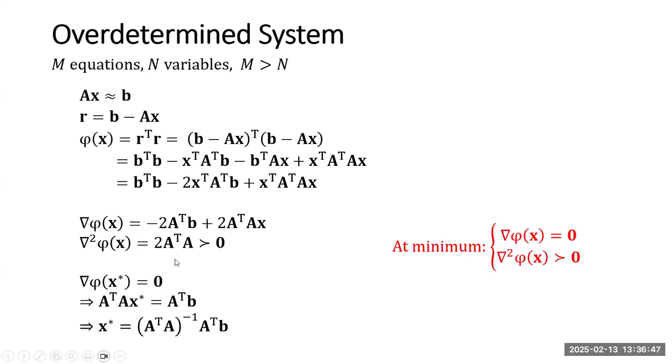At the solution, X star, the first derivative, the gradient, must be equal to 0. Correct? Whence A transpose A X star equals A transpose B. I just dropped the 2 on both sides. Whence X star equals A transpose A whole inverse, just solve this, times A transpose B. Are we guys good?